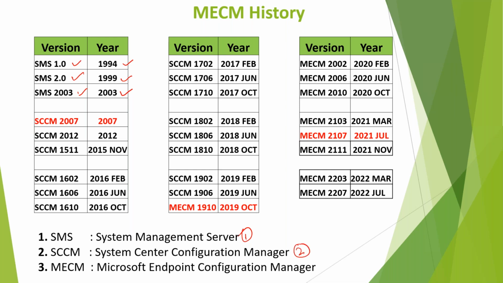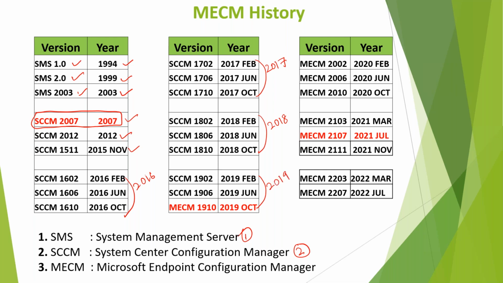Then Microsoft changed the name from SMS to SCCM, System Center Configuration Manager. We still call it SCCM, right? So they changed the name from SMS to SCCM in the year 2007. Then they released SCCM 2012. Then they released SCCM 2015, which is 1511. Now these are the three versions released in the year 2016: 1602, 1606, and 1610. These three versions released in the year 2017. These three versions released in the year 2018. These three versions released in the year 2019.